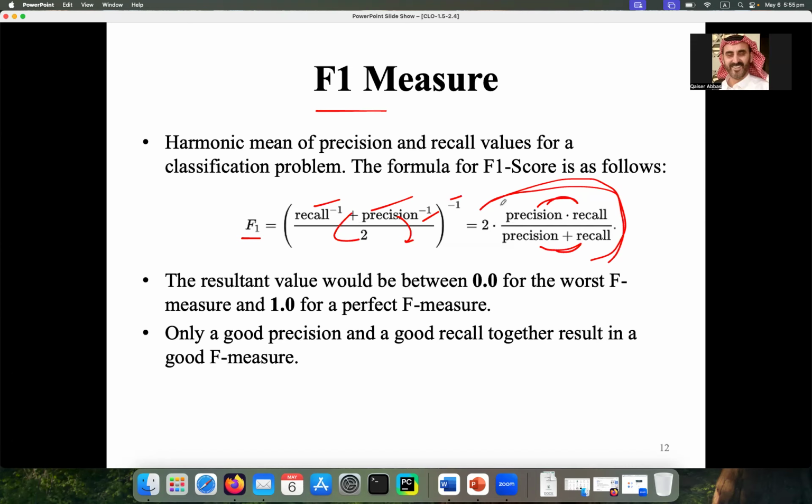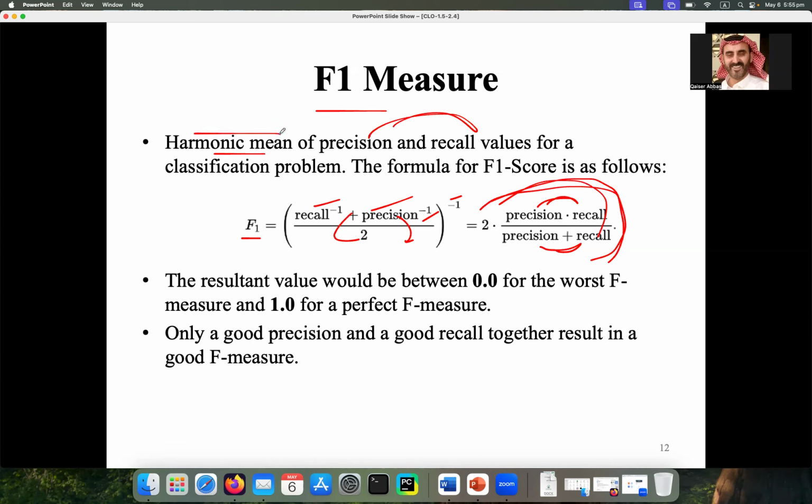And how can we define this? We can say that it is the harmonic mean of precision and recall. These are the two things we are multiplying and then dividing. It is taking something like an average, but we are also multiplying it by 2. So it is something different, and that something different is called the harmonic mean.